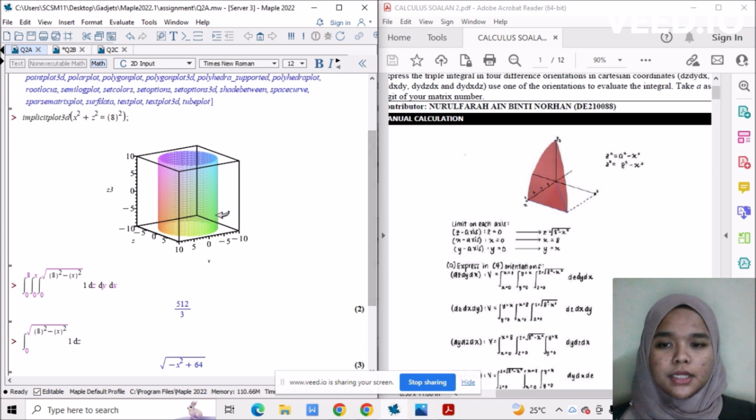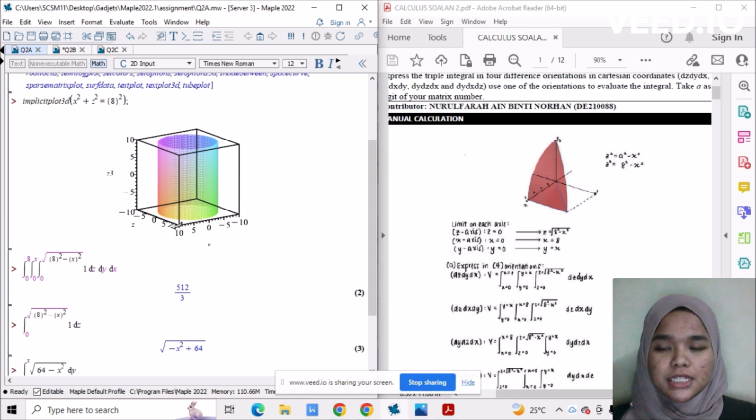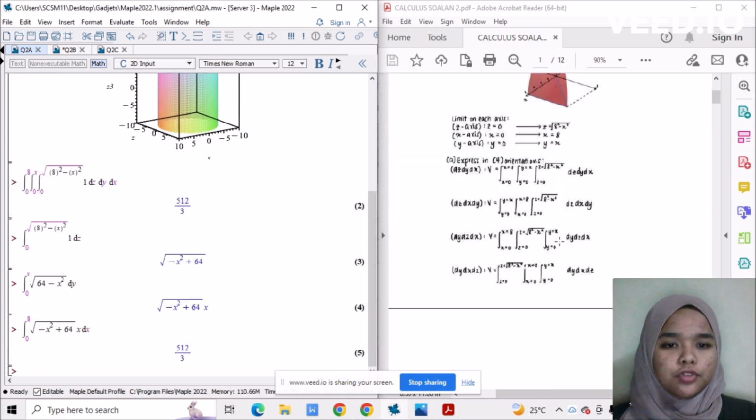You see here, this one is quite different from this one. So you need to properly see that this is the x-axis and this is the z-axis. From here, it is inclined and also parallel to the y-axis. Same goes to here, this is the y-axis. So it is proven that both of the equations are the same cylinder. Now for the integration.